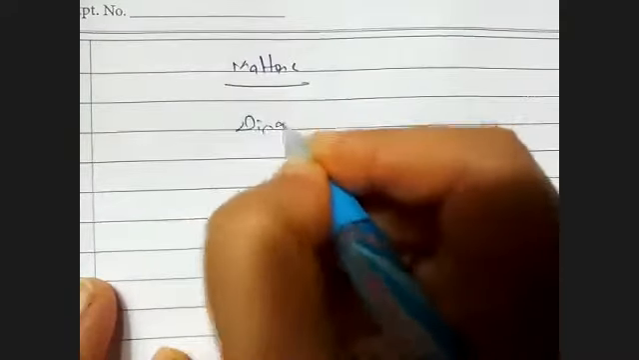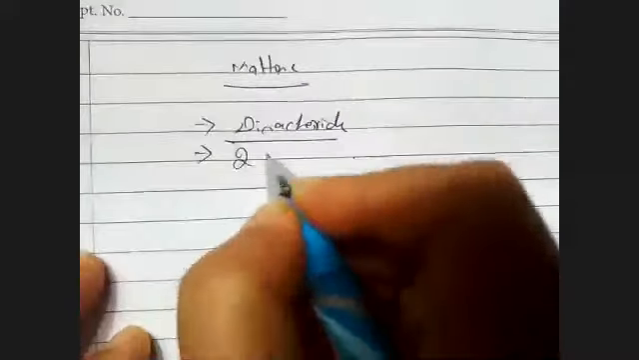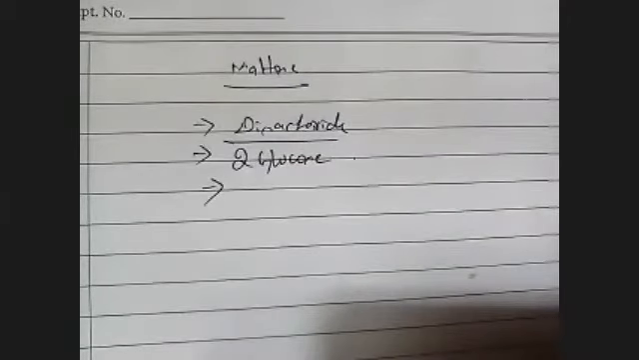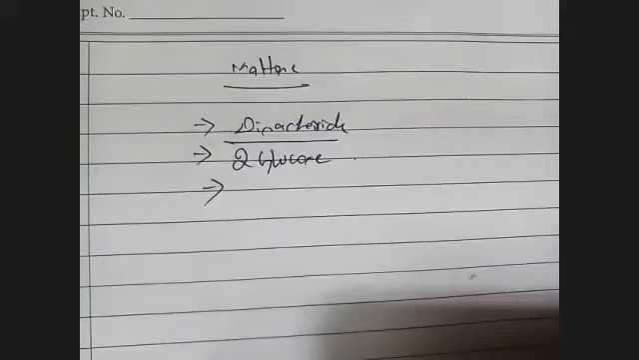Fine. So let us start with the class that is maltose. Okay, maltose. What do you mean by maltose? Maltose is a disaccharide. This is the first point. Maltose is a disaccharide, and it is a composition of two glucose units.